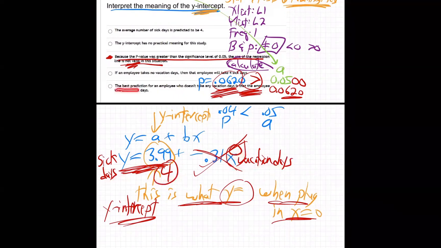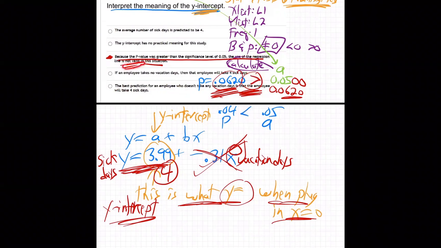Now, that's not our answer. That would have been right here. The best prediction for an employee who doesn't take any vacation days, that's 0 vacation days, is that the employee will take 4 sick days. That would be the case if the p-value had been less, but ours was not. I just want to make sure, though, that you're clear in case you get a problem on the exam where the p-value is less. Our p-value was 0.06, it was greater.